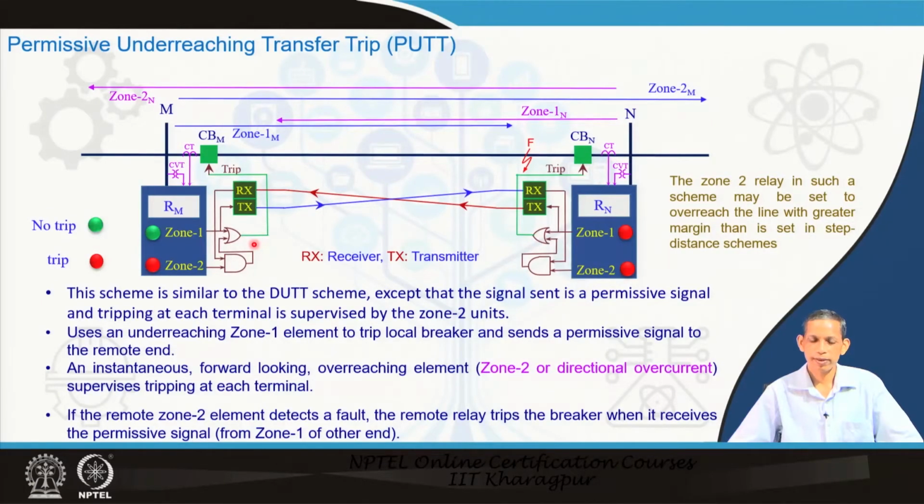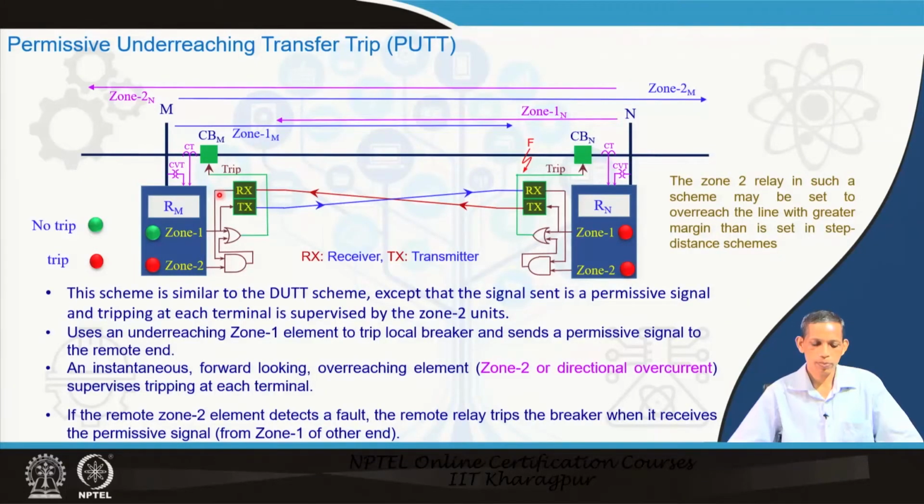in zone 1, but the remote end takes that signal and checks through zone 2, yes, whether it sees the fault in zone 2 or not, and then takes a decision. Let us say the fault is here close to the bus end. So, the corresponding zone 1 will pick up from this side. So, it will trip its local breaker immediately, and then it sends the signal to the other end.